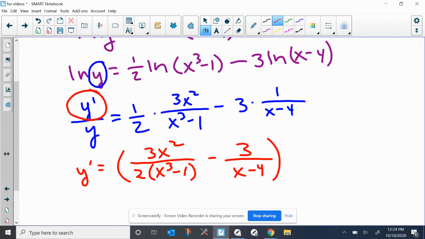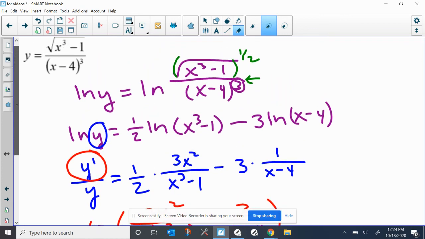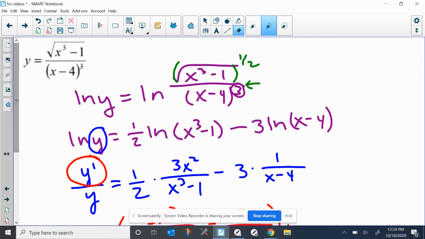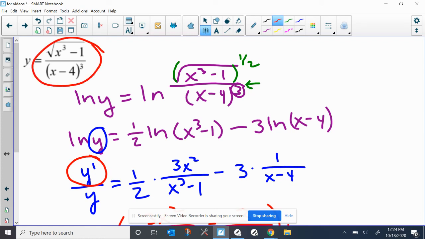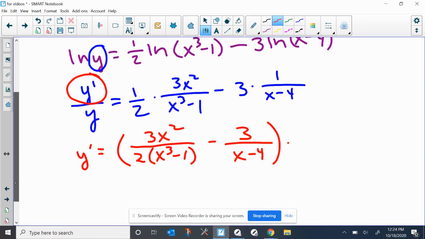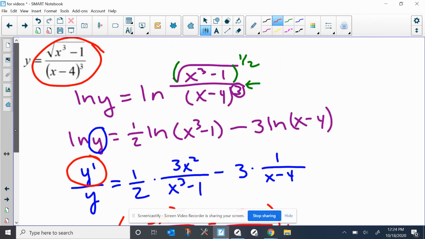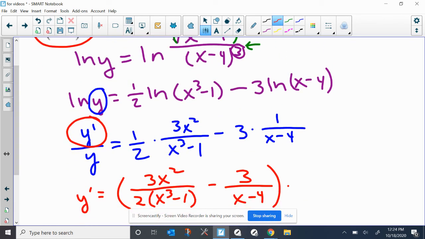Now I'm multiplying both sides by y, so it would look like this, but I want this expression written with respect to x. So what I actually have to do is replace that y with what it's equal to. So I'm going to erase that and come back up here and say, oh yeah, this is my y. So I have the square root of (x cubed minus 1) over (x minus 4) cubed, multiplied in front.